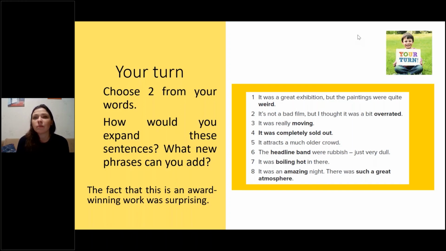Maybe some more. Again, it's not just the task to write a follow-up comment, but you can decide that here it is better to prepare a dialogue. So how would another person react? Like, it was completely sold out. Yeah, really? I thought it wasn't so popular, for example.